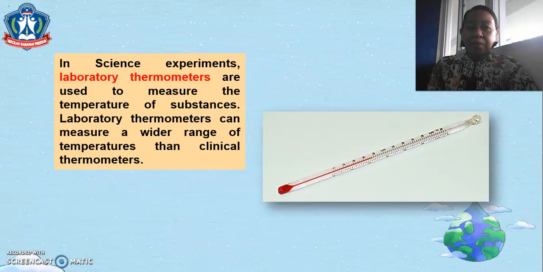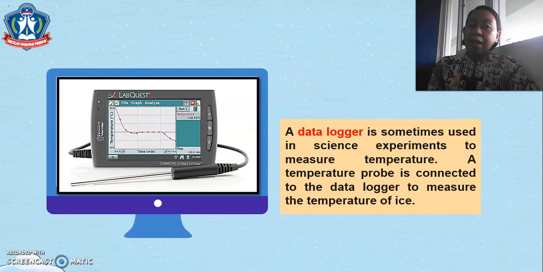In science experiments, laboratory thermometers are used to measure the temperature of substances. Laboratory thermometers can measure a wider range of temperatures than clinical thermometers. And the last one is a data logger that is sometimes used in science experiments to measure temperature. A temperature probe is connected to the data logger to measure the temperature of ice.